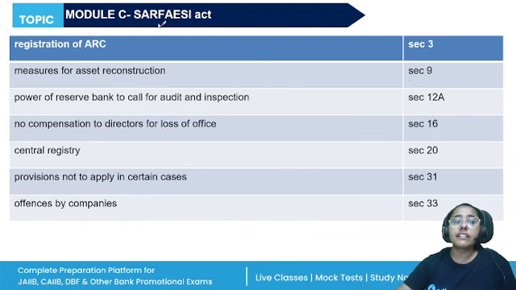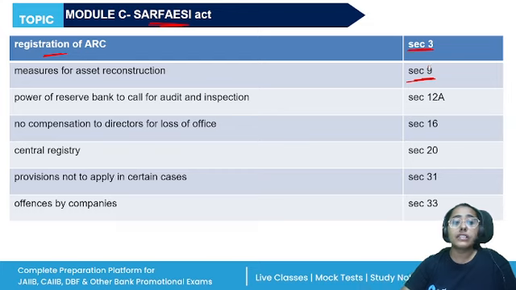And then we have the SARFAESI Act. Again very important, and there are many provisions under the Act. First we have section 3, which talks about the registration of the ARC, the Asset Reconstruction Company. For registration, they have to file an application to the RBI, obtain a certificate of registration, and keep owned funds at the time of registration of not less than 2 crore or whatever is decided by RBI. This is given in section 3.